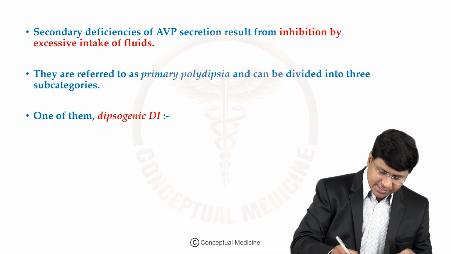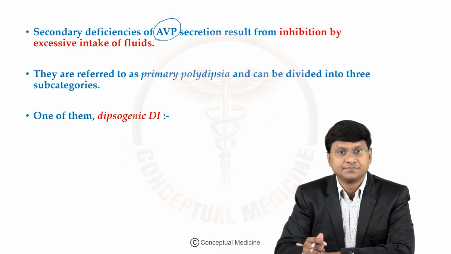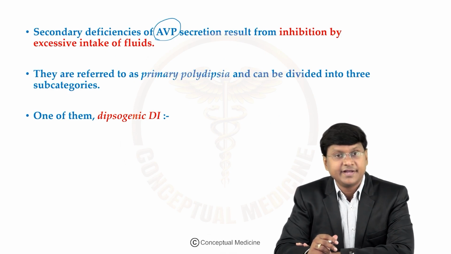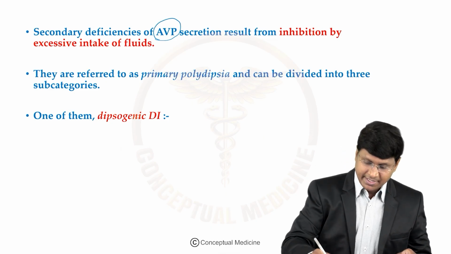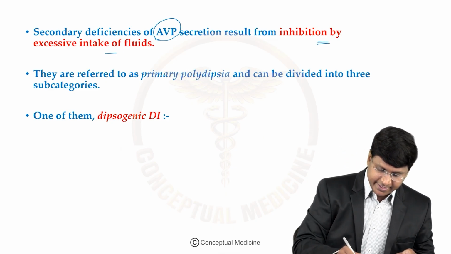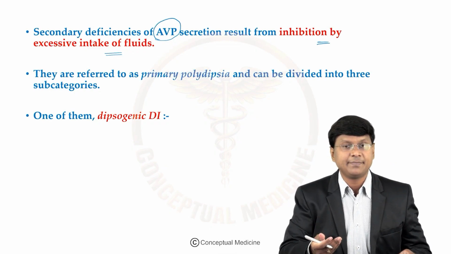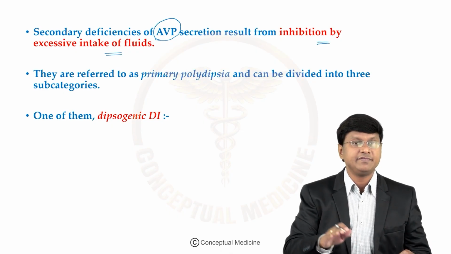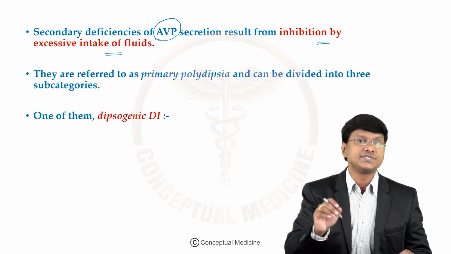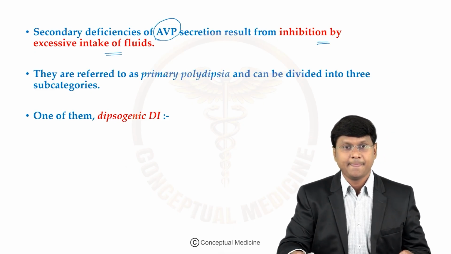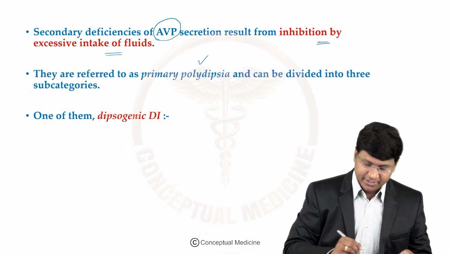There can also be secondary deficiency of the arginine vasopressin secretion. And that secondary deficiency of arginine vasopressin secretion results from inhibition by excessive intake of fluids. When the individual is consuming excess amount of fluids, what will happen to your AVP secretion? The AVP secretion decreases. That is called secondary deficiency of AVP secretion. Now, these are referred to as the primary polydipsias.